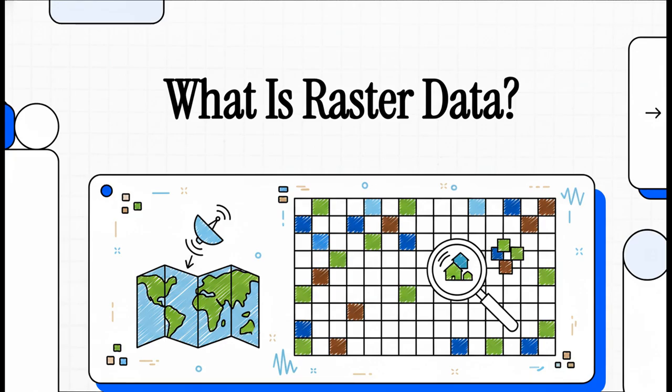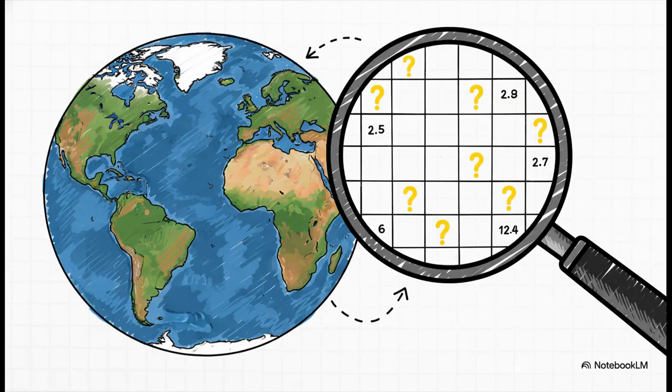What is raster data? Okay, so picture a satellite image of Earth in your mind. At first glance, it's just a photo, right? But what if every single tiny dot in that picture held a secret? A piece of information just waiting for us to find it. That's exactly what we're going to dig into today.